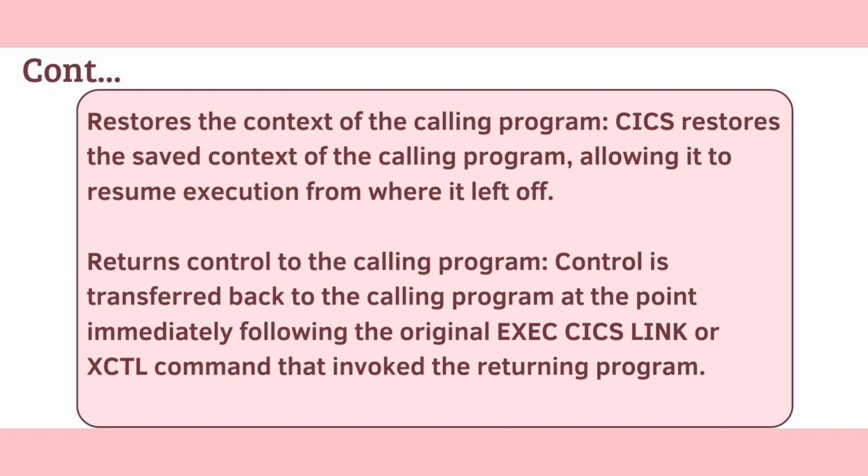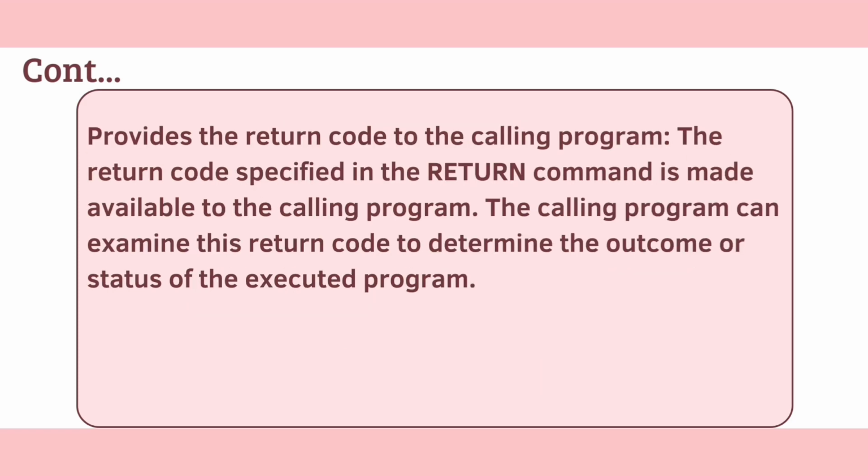Control is transferred back to the calling program at the point immediately following the original Xctl link or Xctl command that invoked the returning program. It provides the return code to the calling program. The return code specified in the return command is made available to the calling program. The calling program can examine this return code to determine the outcome or status of the executed program.